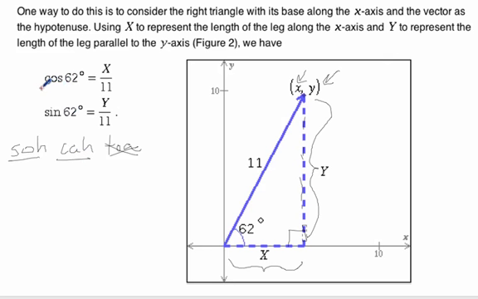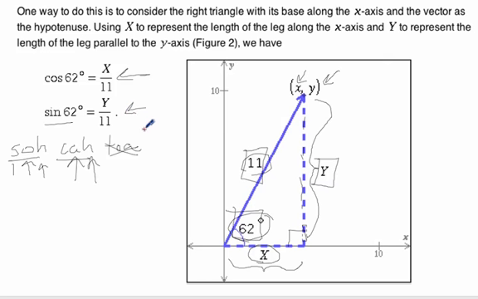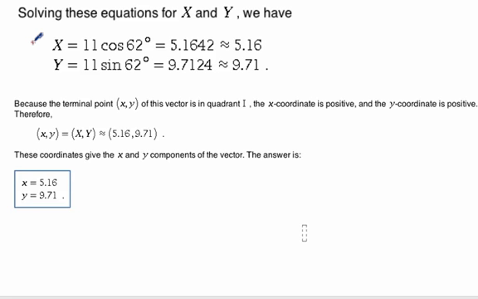We know that the cosine is the adjacent over the hypotenuse, so the cosine of this angle is the adjacent over the hypotenuse, x over 11, and our sine is the opposite over the hypotenuse, so the sine of 62 is the opposite over the hypotenuse. It gives us y over 11. So these are equations that we can actually solve for those x and y values. So let's take a look.